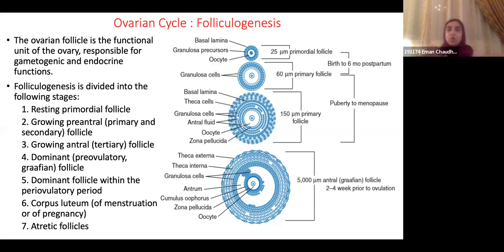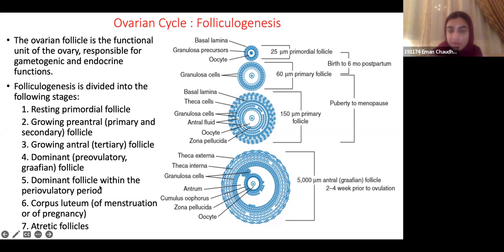Now, once you hit puberty, meaning GnRH is slowly releasing in a pulsatile fashion from your hypothalamus, your follicles will start to mature and they'll start to grow into preantral follicles. Then those will start to grow into antral follicles. Then one of them is going to become a dominant follicle, and that means it has the most FSH receptors. That's basically what determines its dominance, okay?